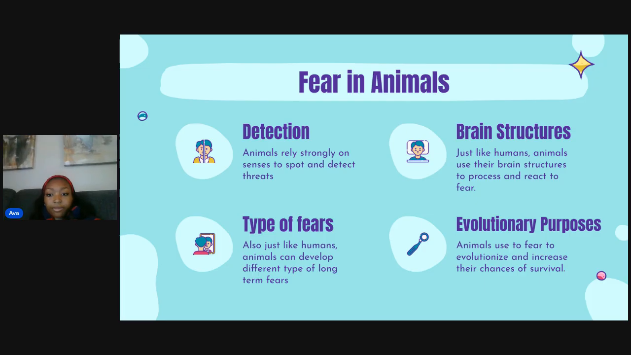Brain structures. Just like humans, animals use their brain structures to process and react to fear. Types of fear. Also, just like humans, animals can develop different types of long-term fears. And evolutionary purposes. Animals use fear to evolve and increase their chances of survival.